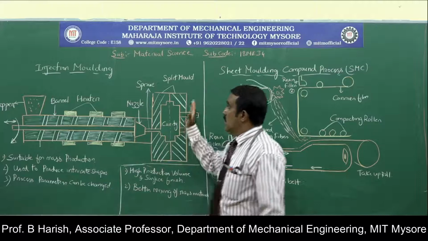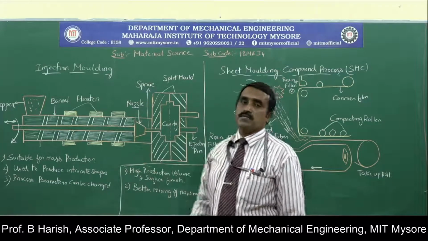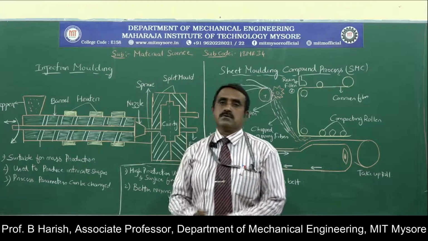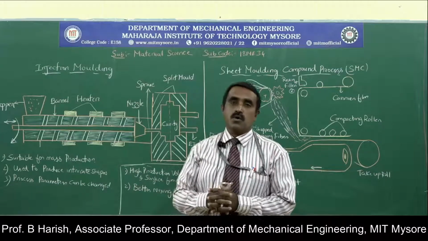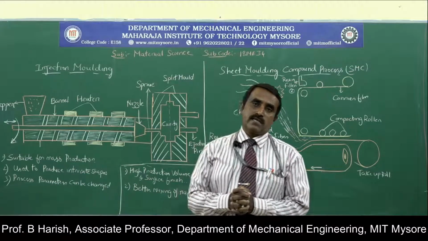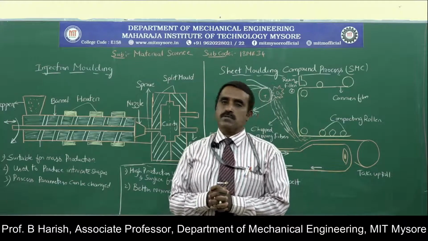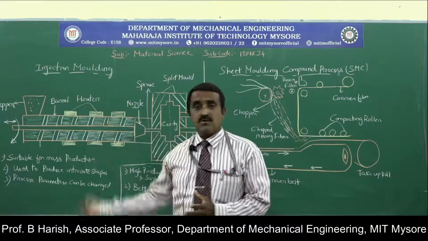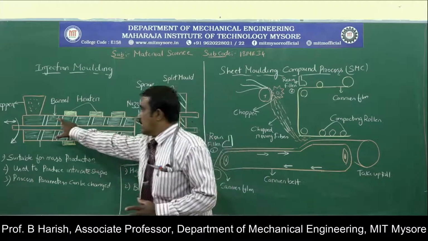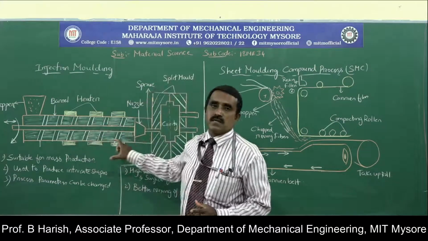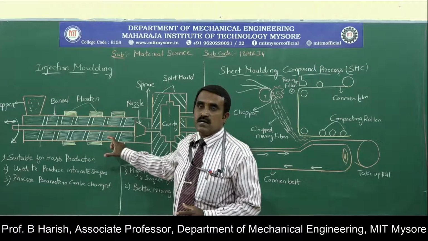So these are the individual parts of this injection molding setup that is used to produce composite material, and it comes under the closed mold process. It is called closed mold because the material will be inside the closed vessel.